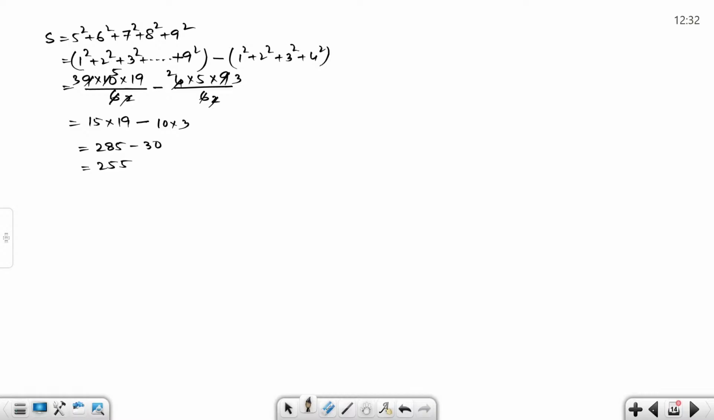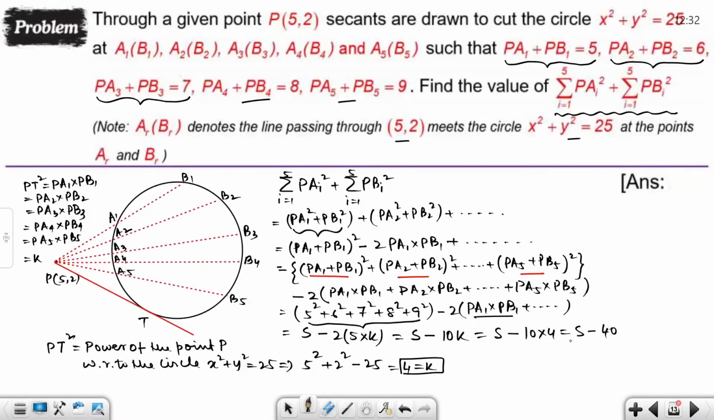Am I correct? So the value of S is nothing but 255 minus 40. So that gives us 215. Therefore, the value of the given expression is nothing but 215. Have you understood this? So what I've done, I've simply applied the properties of the tangent secant theorem, nothing else. Okay, let's move to the next problem.